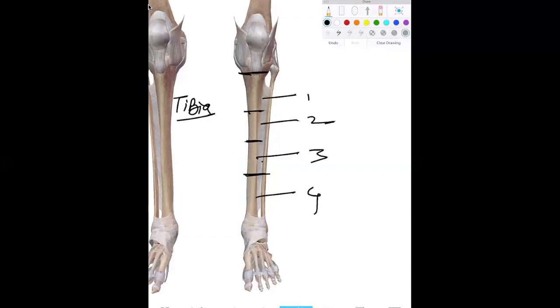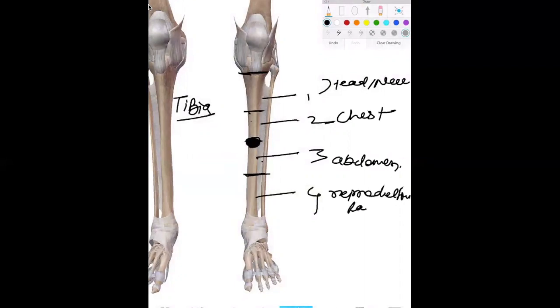So this is the center. We have two parts up and two parts down. The first part belongs to the head and neck. The second part belongs to the chest cavity. The third part belongs to the abdomen. And the fourth part belongs to the reproductive part. And in between we have this navel region. So in this way, each and every bone can be divided in the same manner.